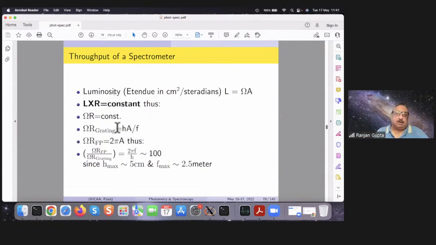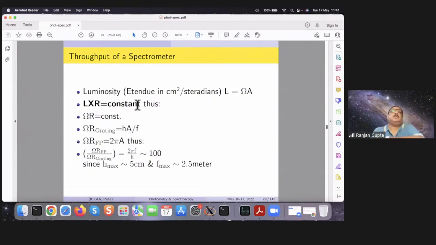This is a comparison of a grating, what is the omega R, the L cross R thing. Similarly for a Fabry-Perot. And the ratio given here is about 100, which means the Fabry-Perot, even though we'll show what a Fabry-Perot is, will sample only a very small part of the spectrum. But within that bin, its output is 100 times better compared to a similar bin for a grating. So that's where the big advantage is.